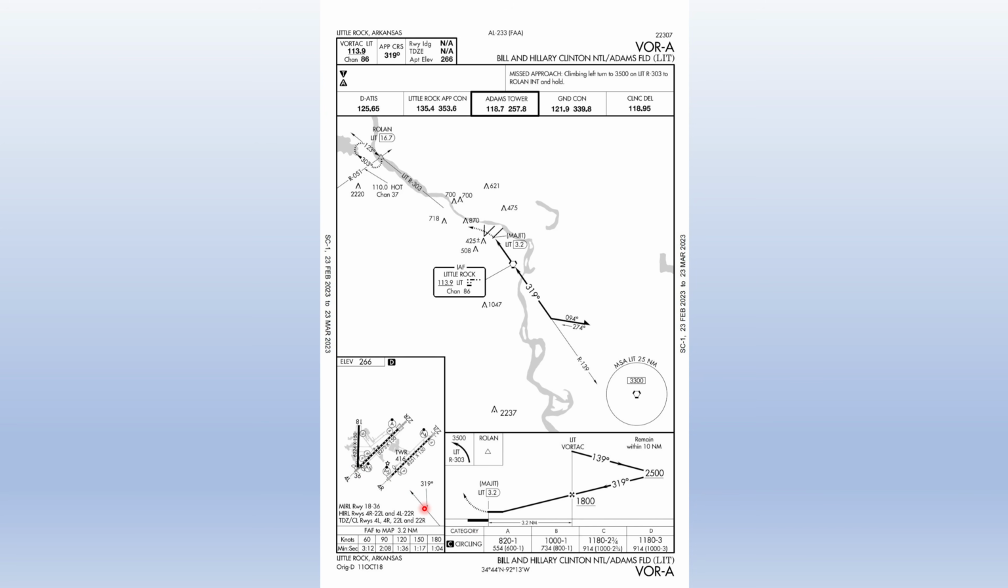Originally, this approach was designed because there was a runway right here. I believe it was runway 31. But in the 90s, that was decommissioned and made into a taxiway, but they retained the approach. And so now you have this VOR approach that is a circling approach only into Little Rock.